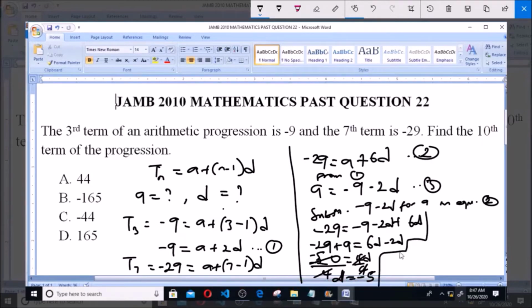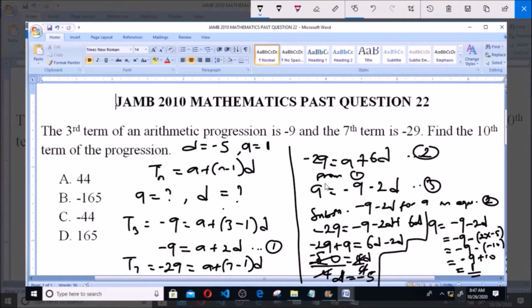Now from this we can find A. Since our common difference D is minus 5, we can say A from equation 3 is equal to minus 9 minus 2D. Since D is minus 5, A is equal to minus 9 minus 2 times minus 5, which is minus 9 plus 10, which is equal to 1. So A is equal to 1. Now we have D equal to minus 5, the common difference, and A, the first term, equal to 1.